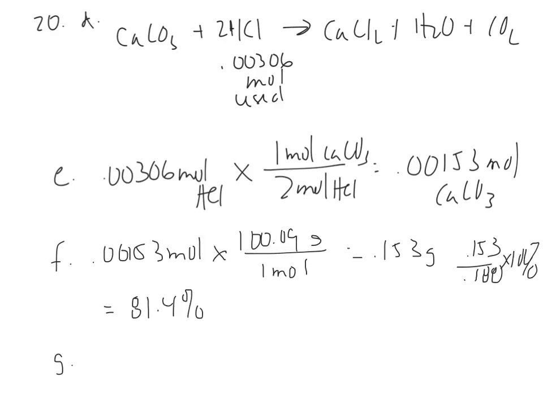And then G wants to know one assumption you made. A couple assumptions you made is that all the CaCO3 reacts with the HCl. You're also assuming there's nothing else in the eggshell that will react with the HCl. Those are kind of the two big assumptions. All the CaCO3 did react, and only CaCO3 reacts with HCl.